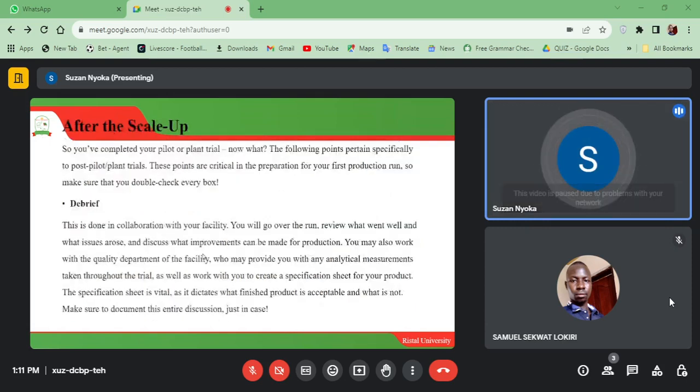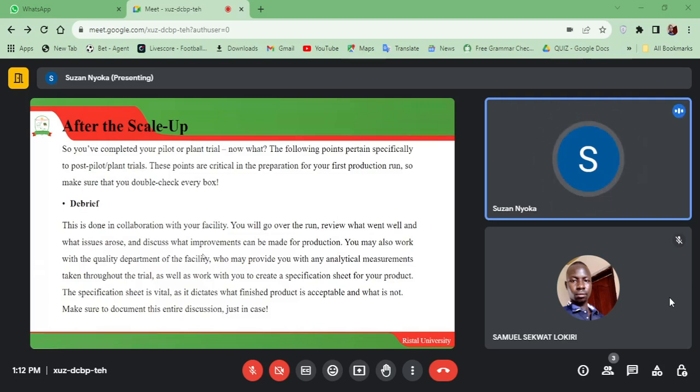After the scale up, your products are ready, and you're just left with marketing. What else after your products are ready? You've completed your pilot, your plant trial, your production. The following points pertain specifically to post pilot drug plant trials. These points are critical in the preparation of your first production run, so make sure that you double check every box.